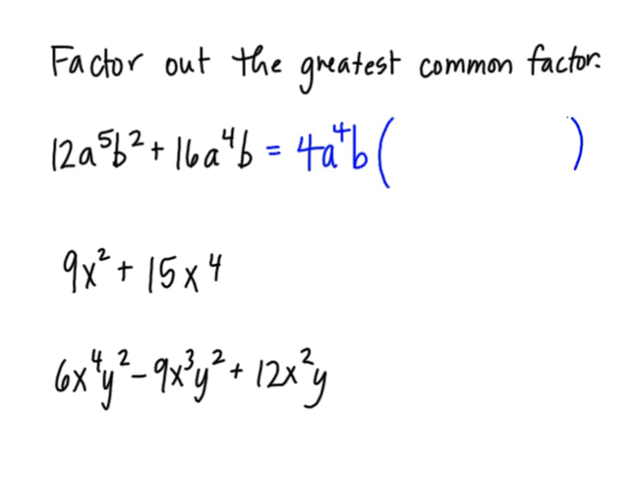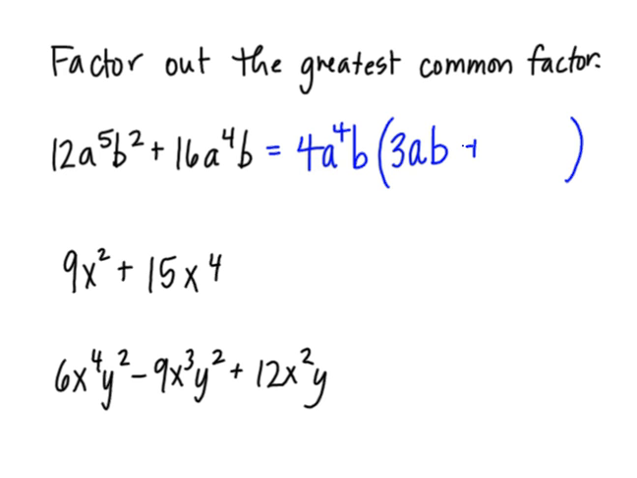So we have to open our parentheses to see what's left. We have to put in the parentheses what remains. So 4 times 3 would give me the 12. I have an a to the 4, but I need an a to the 5, which means I need one more a. I have a b, but I need a b to the second, so that means I need one more b.